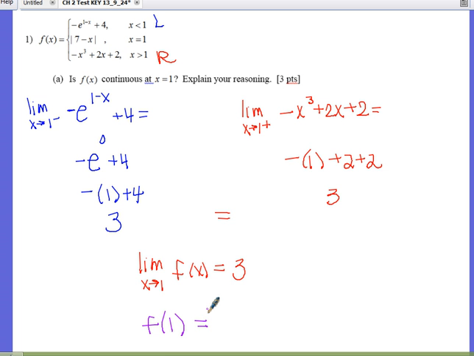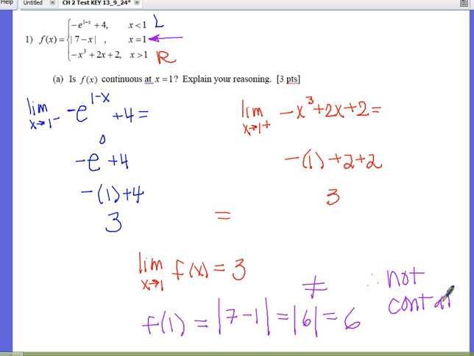And then the other piece of the definition we have to check is f of 1, which is the actual y value. And this, because it has the equal sign, is what we use for the actual y value. Absolute value of 7 minus 1 is equal to the absolute value of 6, which is 6. They are not equal, therefore, not continuous at x equal to 1.